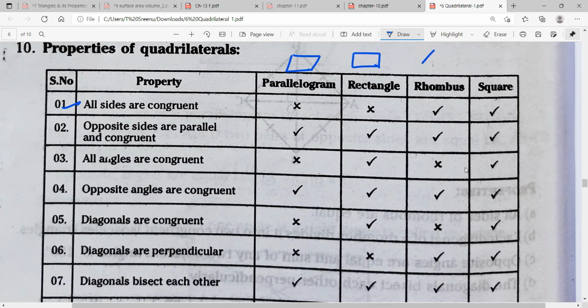Rectangle, rhombus, and square. Okay. Opposite sides are parallel and congruent. Yes. Opposite sides in rectangle and parallelogram. All sides, only two diagrams. All angles are congruent only in rectangle and square. All angles are equal. Opposite angles are congruent. Yes.